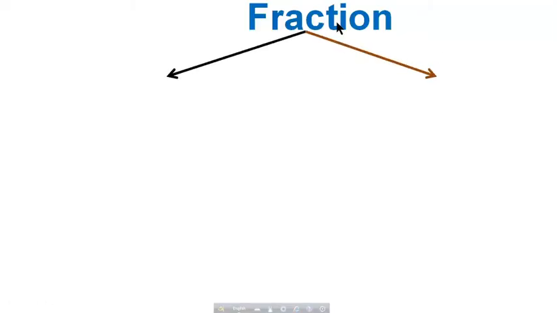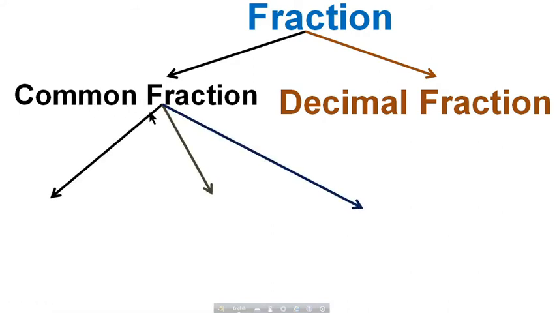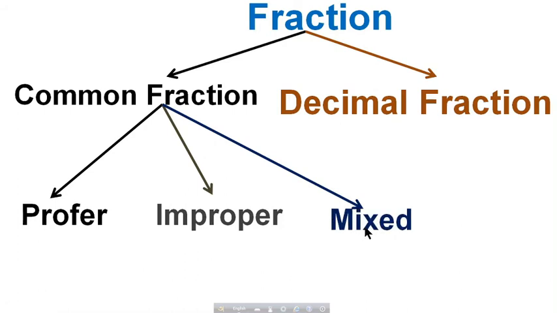Here fraction is divided at first, or mainly, into 2 parts. That means common fraction and decimal fraction. And again common fraction is divided into 3 parts: proper fraction, sorry, here is a spelling mistake, proper, it will be P. Proper fraction, improper fraction and mixed fraction.